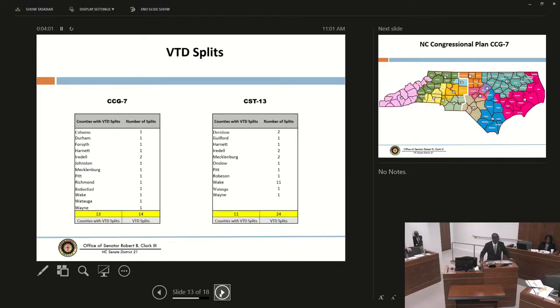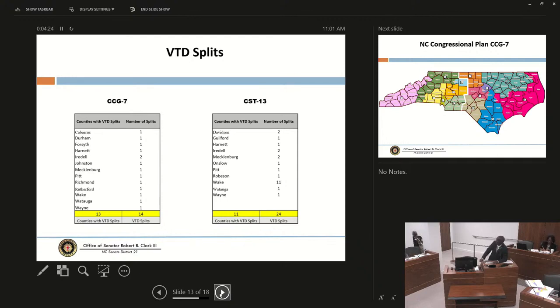And also VTD splits. We talked about that briefly. In the plan before you, there are 14 VTD splits, 1 in most counties that have them, and 2 in 1. It happens to be Iredell County. If I had time, I could probably go back and fix that, but right now they're 2.